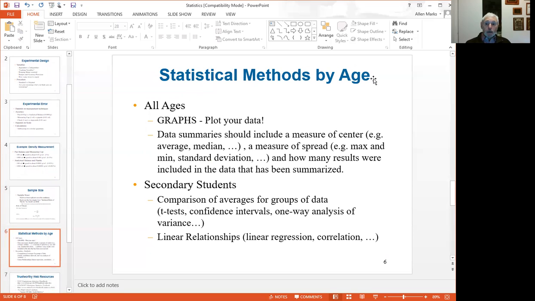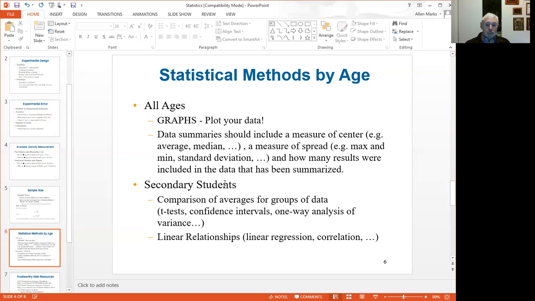Now, depending on your grade level, you would be expected to have some statistics no matter what your experiment. You oftentimes can plot your data, and that gives you an idea of your accuracy and precision. But you also need to include data summaries in your experiment, a measure of the center or the average or median value of several replicates, and also a measure of the spread, the maximum and minimum or the standard deviation of the different replicates.